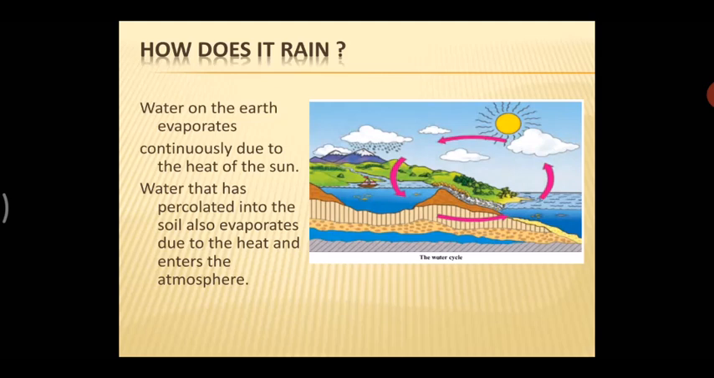As this water gets heated, it starts evaporating continuously. Not only the surface of the water, but even the water that has percolated. Percolated means which has gone inside the ground, inside the soil. That is collected in the soil, which you call groundwater. The groundwater also gets heated up and starts evaporating because of the heat of the sun, and it goes into the atmosphere. It goes on top. We move to the next slide.